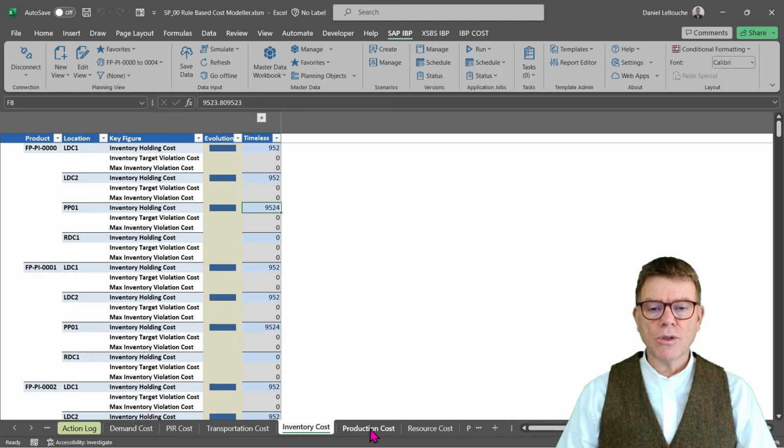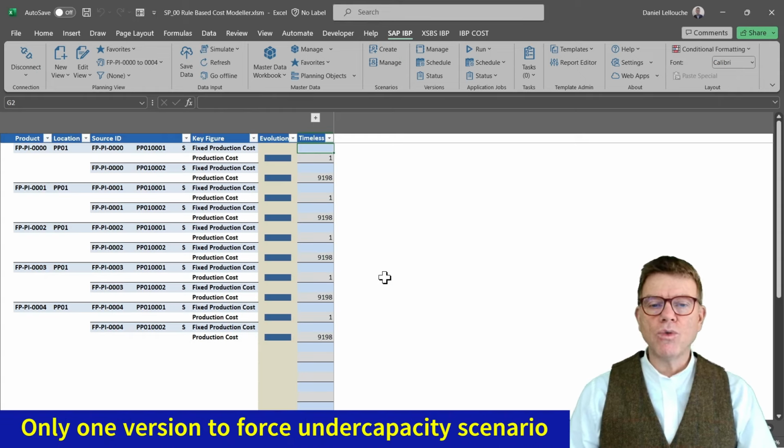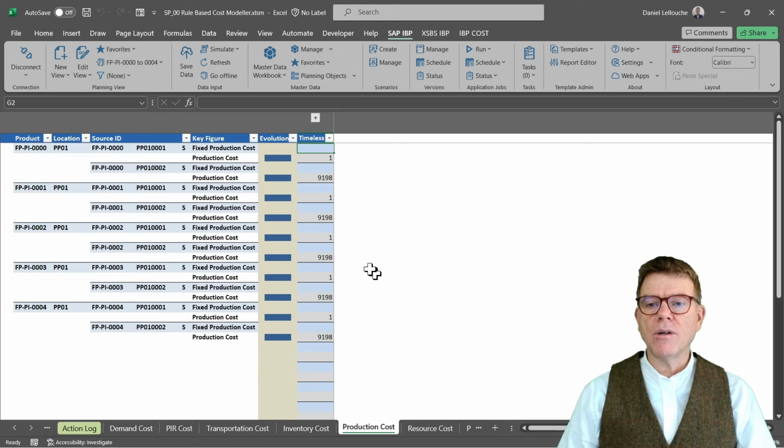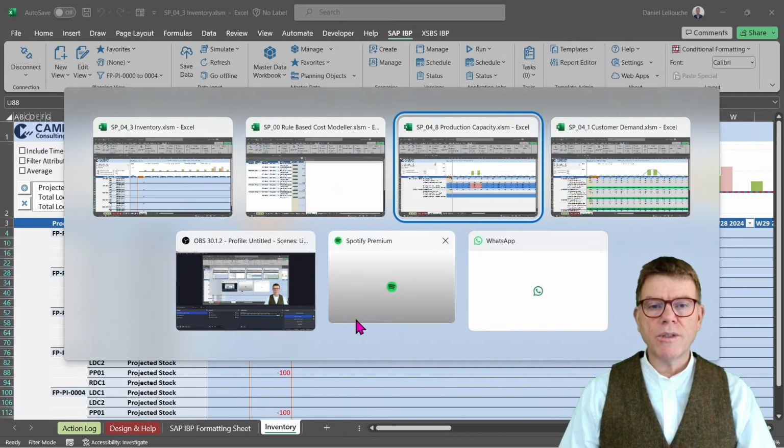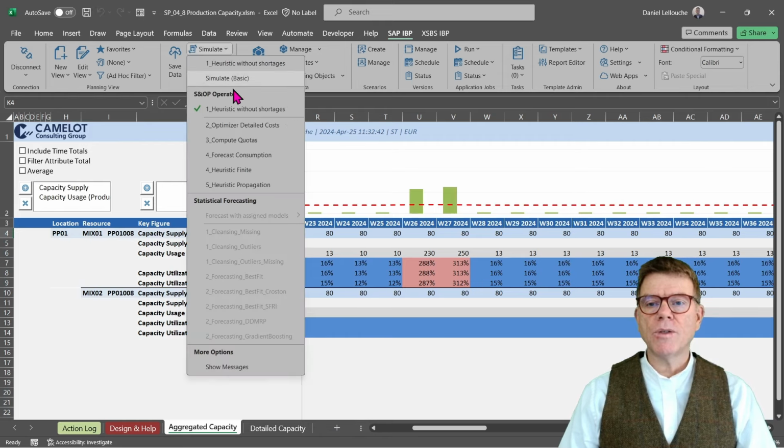Then on the production cost, because I wish the system not to distribute the production against the 2 possible alternative resources. Here are the 2 production versions. One has a cost of 1, and the other is very expensive. Therefore, I expect the system to use production version 1 only. The other one should not be used at all. Let's now run the optimizer in order to solve all the issues that we've seen. Let me return to the capacity review, then we will see really the difference, and run the optimizer.